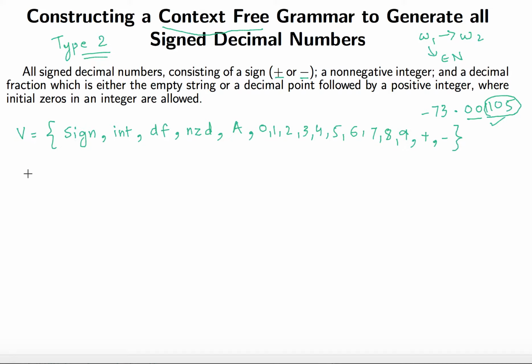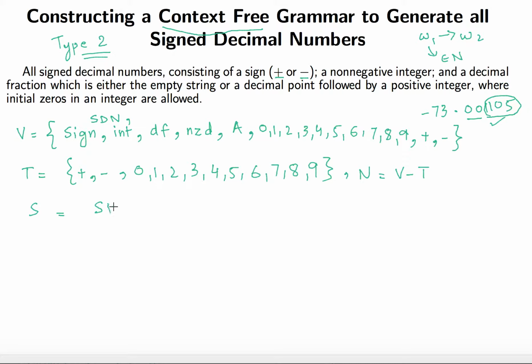Now what are our terminal elements? Our terminal elements are plus, minus, and 0, 1, 2, 3, 4, 5, 6, 7, 8, 9. And then our non-terminal elements are, obviously I don't have to write it, just all the elements of V which are not in T. And our starting element, I should have another one, right? So this one should be, I would say, signed decimal number. So my S is this signed decimal number.